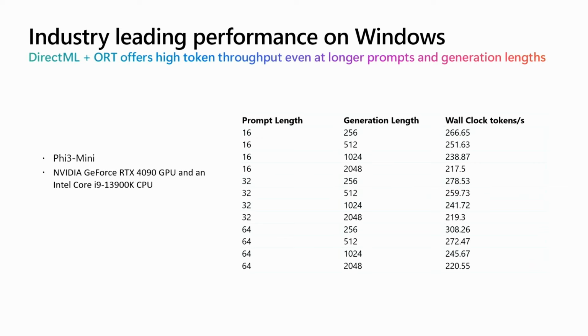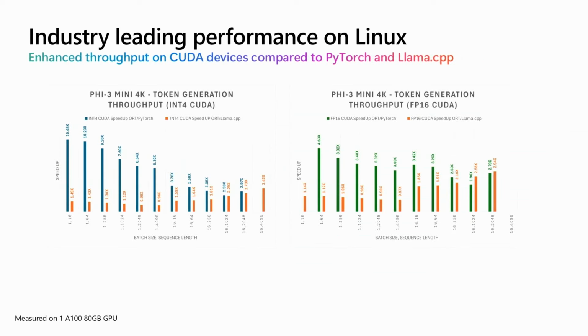And even on older devices with GPUs that are not suitable to run the Phi-3 mini model, like if your GPU only has 2 GB of GPU RAM, on those devices you can still run with the ONNX runtime and the CPU backend to get 15 to 20 tokens per second, which is also well above human reading speed. If you run on Linux, ONNX runtime and CUDA can also provide the leading performance for both quantized and non-quantized Phi-3 models. The diagram shows ONNX runtime with CUDA provides leading performance compared with PyTorch or llama.cpp.